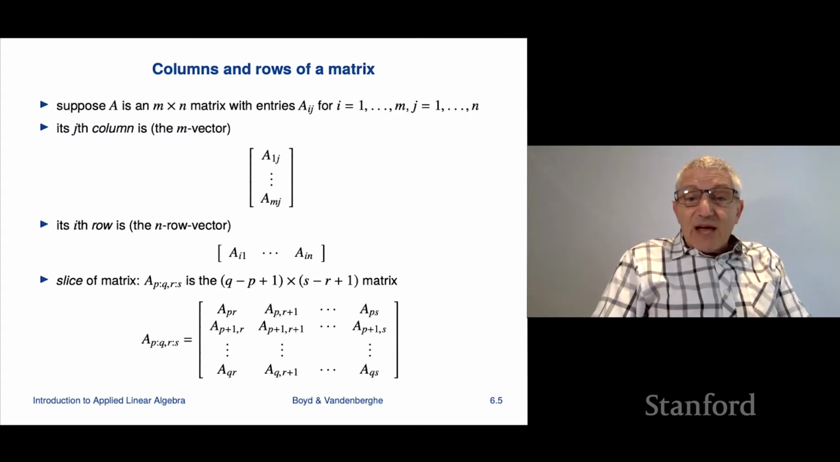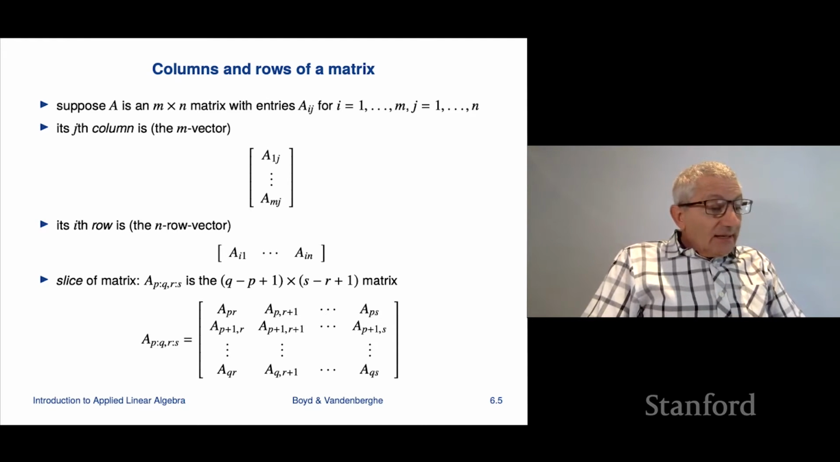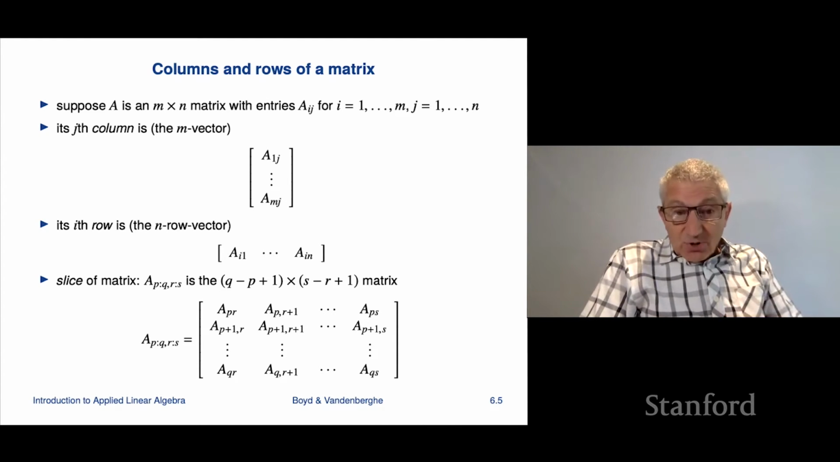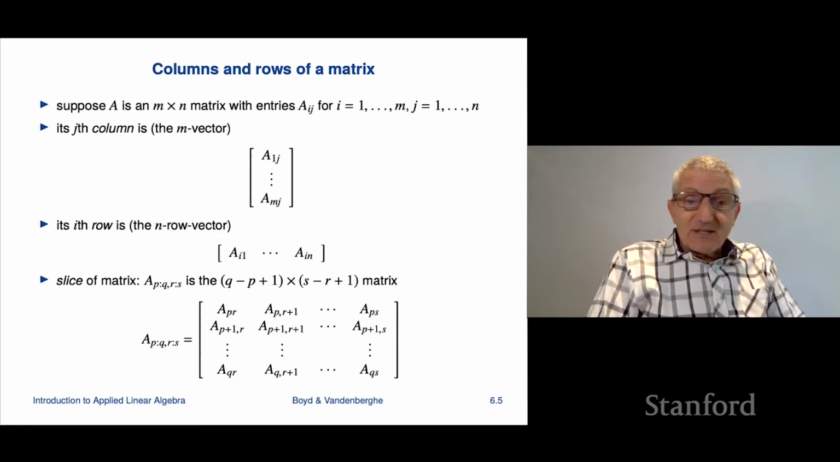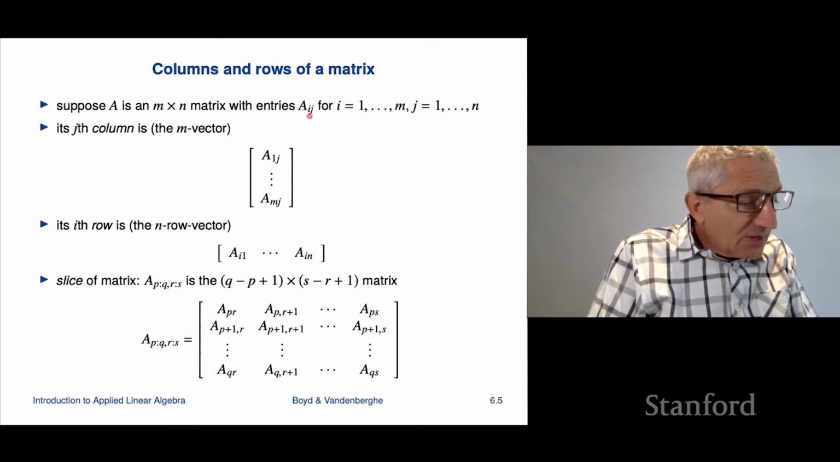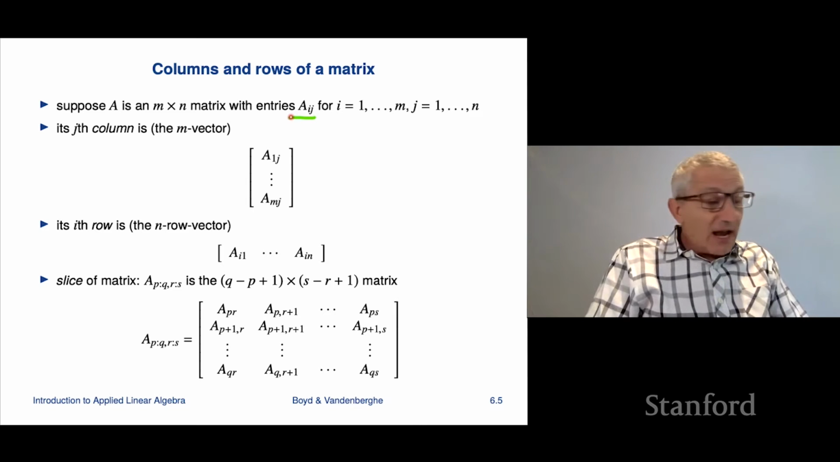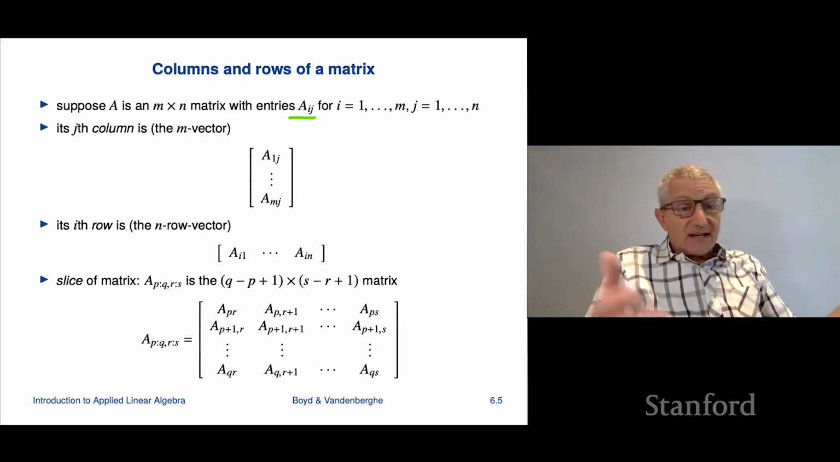Now if you have a matrix, we can talk about its columns and its rows. These are kind of obvious concepts, very simple, but we're going to see very powerful ideas come from this. Suppose I have an m by n matrix, and the entries are A_ij, for i going from 1 to m, because there are m rows, and j going from 1 to n, because there are n columns.